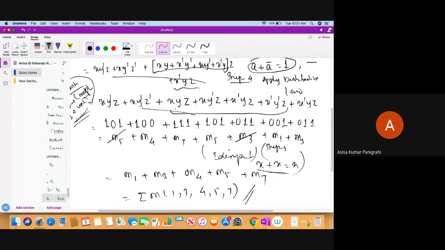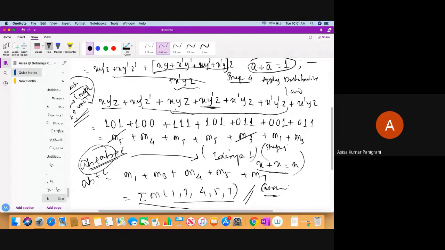If there are repeated terms, for example x y bar z and also x y bar z, these are repeated, so I just have to drop one of them. Because there is repetition, I am just using idempotency to do so. Finally I got these min terms, which is actually the canonical form. Canonical form, do you all understand, students? Each and every term must consist of all the variables. So that is called canonical form.